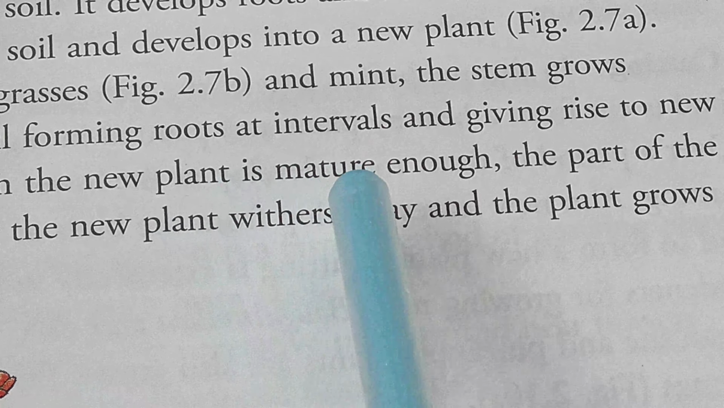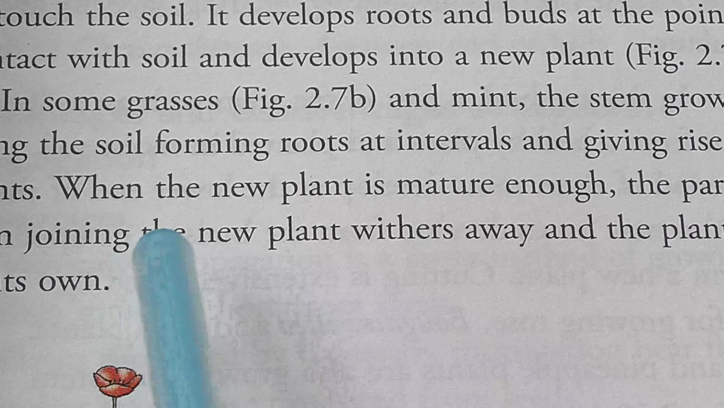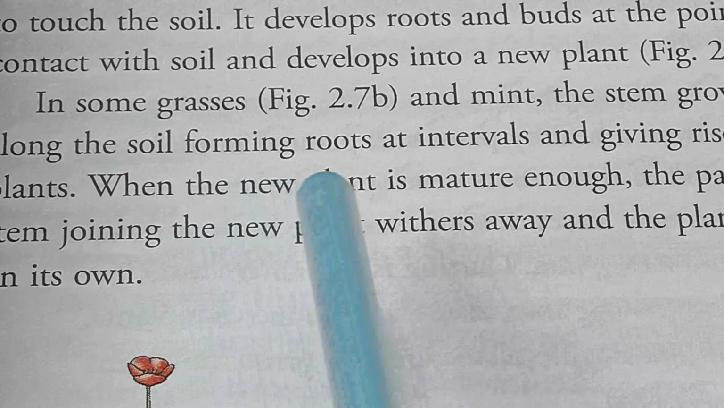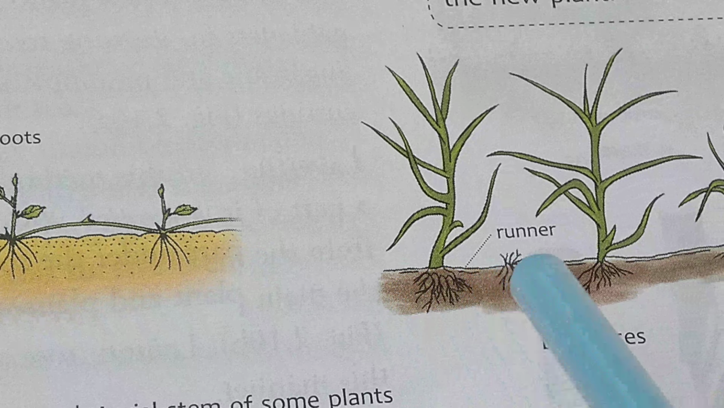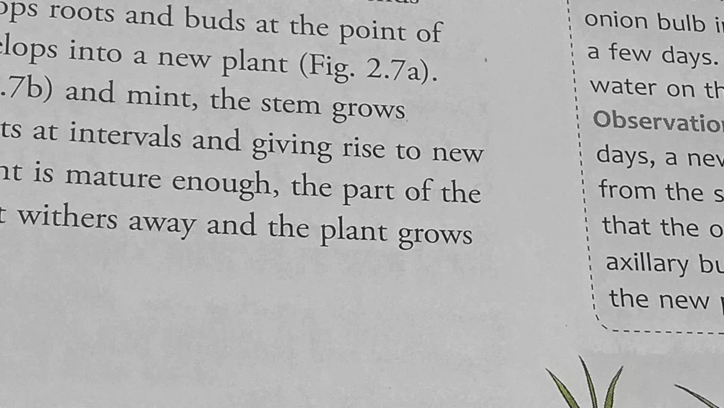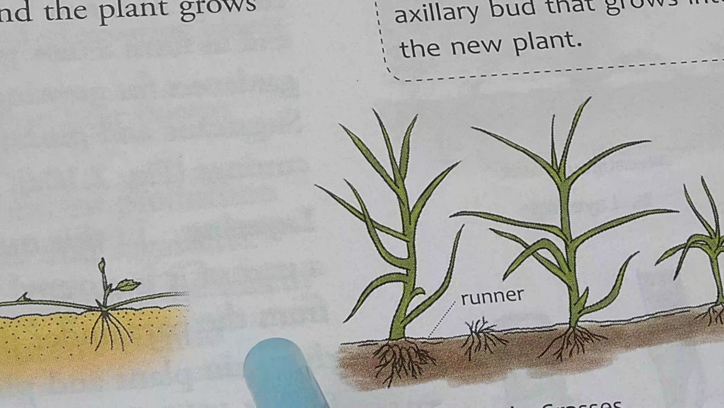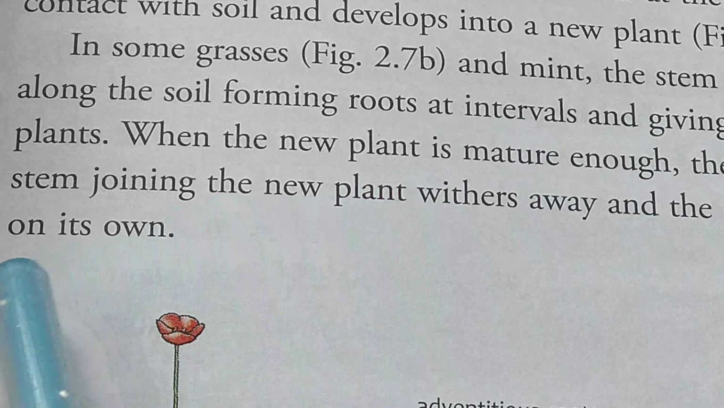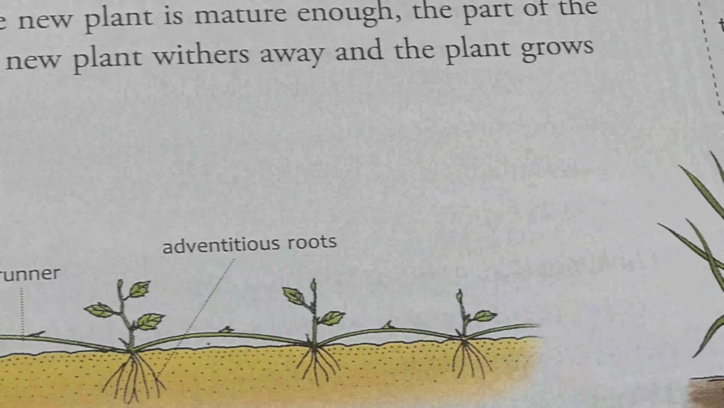When the new plant is mature enough, the part of the stem joining the new plant withers away and the plant grows on its own. So the last two lines are very important to understand. After getting मतलब after getting maturity, plant जब पूरा का पूरा mature हो जाता है, then the parts which were actually added with the new plant, they just wither away. मतलब these parts will disappear. And the plant grows on its own. खुद ब खुद identical plant हिसाब से बढ़ता है.